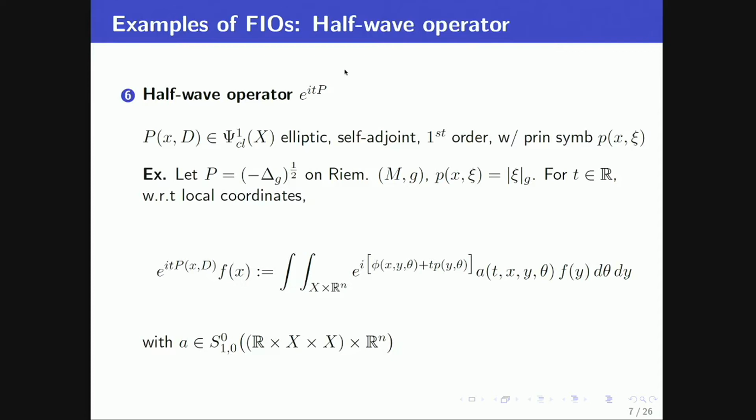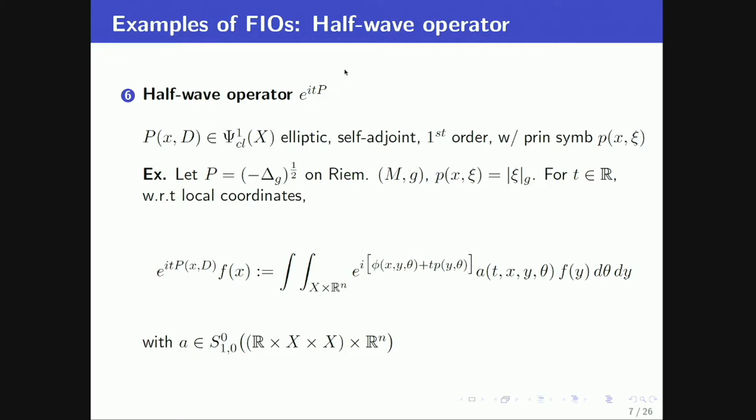Another example is a half-wave operator. You can find an extended description of this, for example, in Chris Sogge's book. So let P be a classical first-order SIDO. Again, I will define that in a few minutes. On a manifold X, say a compact manifold without boundary, elliptic self-adjoint with principal symbol, which is going to be homogeneous of degree 1 in its xi variable, principal symbol p of x xi. An example of that is you have a Riemannian manifold (M, g), and you take the principal symbol simply to be the length of the covector xi in the metric g at the point x, and that's the symbol of the square root of the negative Laplacian, which is a positive operator.